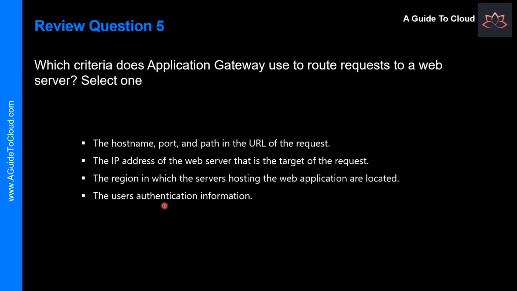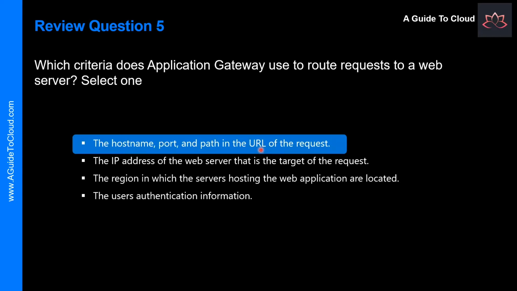Is it the user authentication information? Absolutely not. The region in which the servers hosting the web application are located? No, that is Traffic Manager. Is it the IP address of the web server? That is the target of the request. No, that is a different routing method altogether. So the correct answer is the host name, port, and path in the URL of the request. Azure Application Gateway uses the host name, port, and the path in the URL of the request.